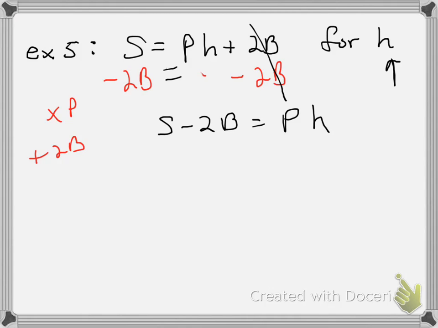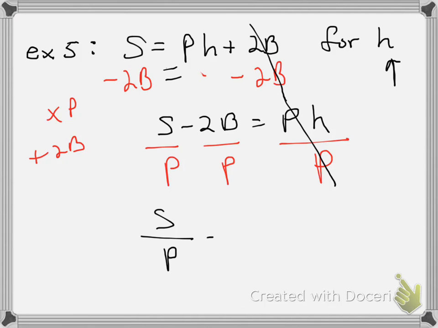Alright, so remember H is my variable. So what's being done to H? It's being multiplied by P. So the opposite of multiply by P is divide everything by P. So we're going to divide everything by P. The P's will cancel out. And so now I have S over P minus 2b over P equals H.